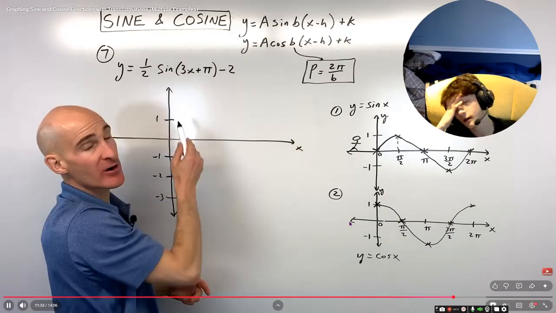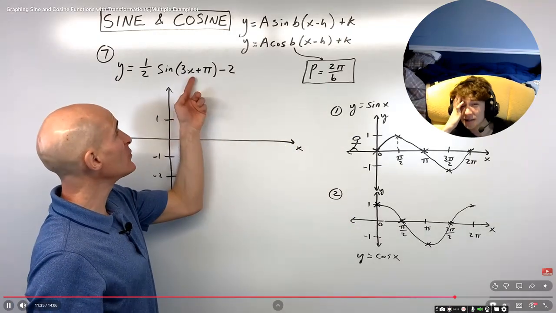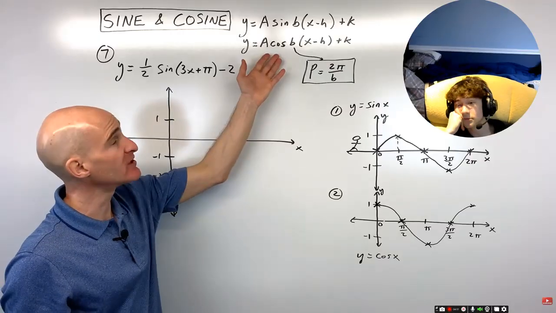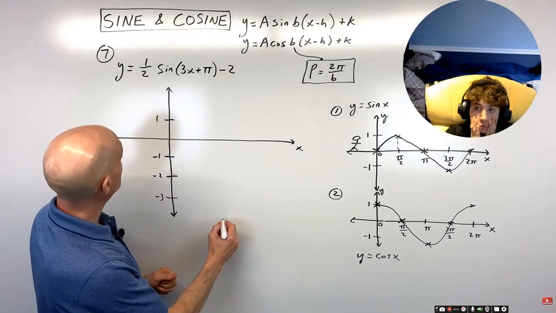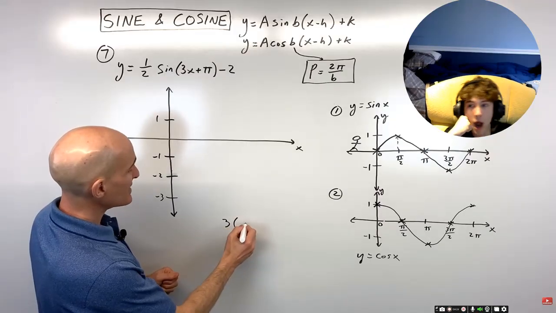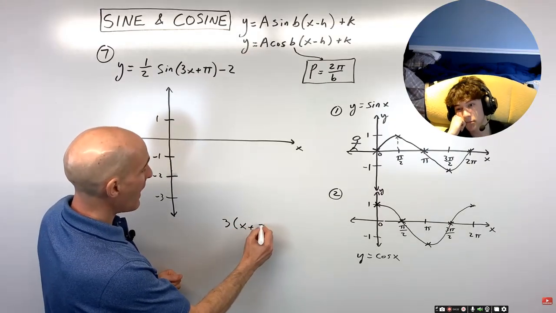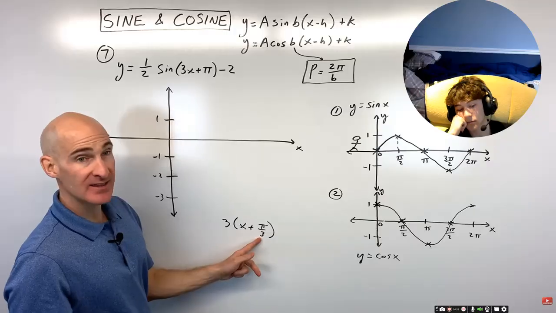There's that 3 in front of the x. What we want to do is factor out that 3 to put it into this form. It's easier to identify the phase shift. So let's go ahead and do that. I'm going to factor out the 3, which is going to leave us with pi over 3 inside of the parentheses.